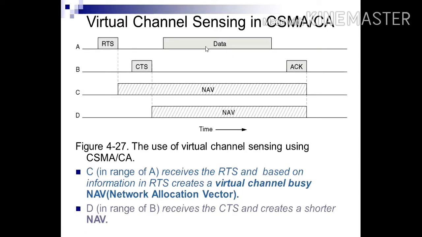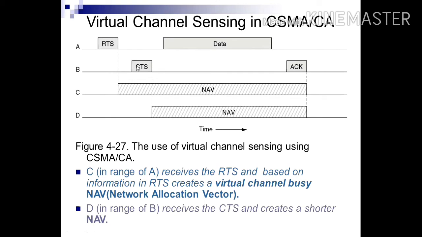Here it is explained with the help of a timing diagram. On this axis there is time, and on this axis there are devices A, B, C and D. A wants to transmit to B, so A will send an RTS signal, a ready to send signal, to B. After receiving the ready to send signal, B will send a clear to send signal. After that clear to send signal, only then can A send data.